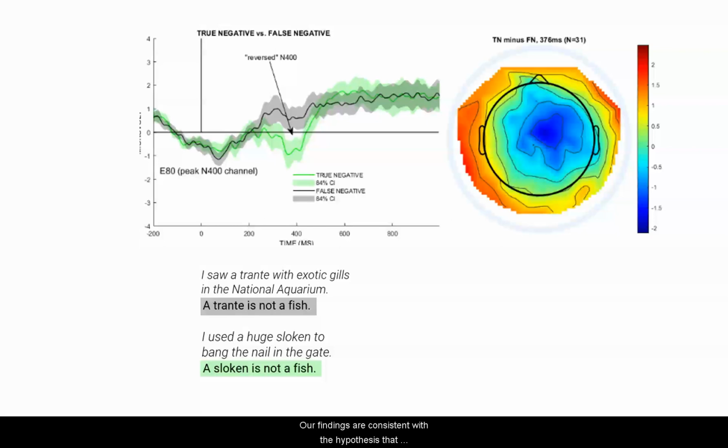Our findings are consistent with the hypothesis that negation is not immediately incorporated into the sentence meaning in the initial temporal stages of processing.